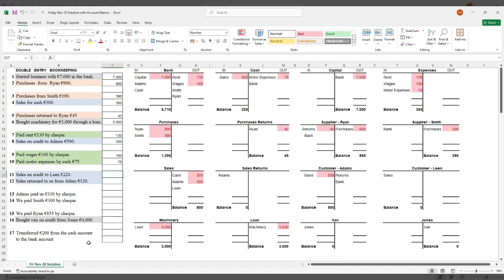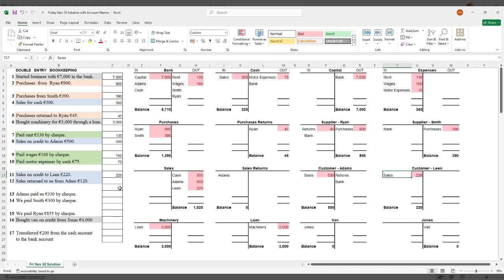Sales on credit to Lean. Lean is obviously a customer, 220. What do you expect to see? Inside the sales account, you'll see 220. Who do we sell it to? Lean. Go to Lean's account, you'll find 220 for sales.